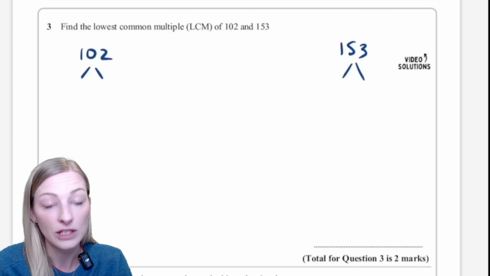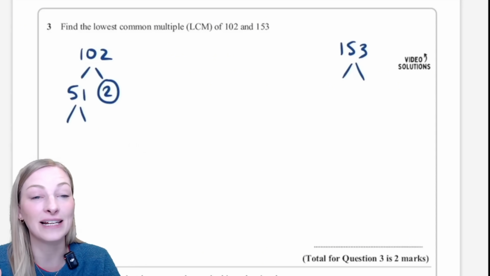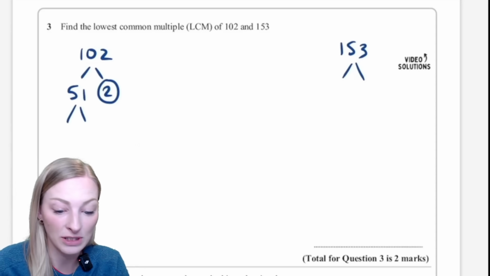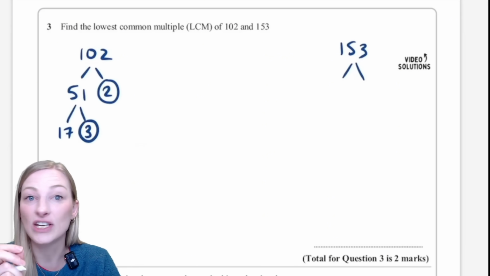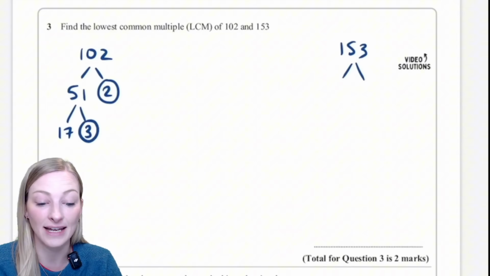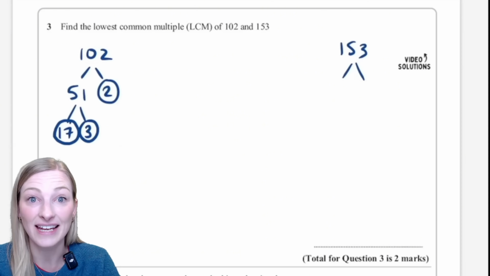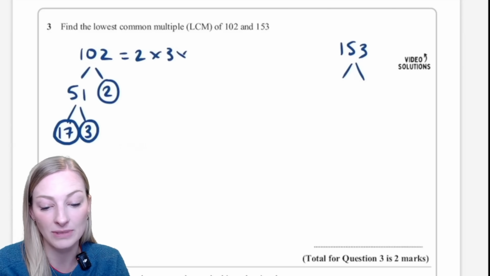So 102 is 51 multiplied by 2. And 51, now you might think that feels a little bit like a prime number, but it isn't. 51 is 17 multiplied by 3. We know it's in the 3 times table because when we add the digits together, 5 and 1, it makes 6. And if the digits add together to make a number in the 3 times table, then it is in the 3 times table itself. So 102 is 2 times 3 times 17.